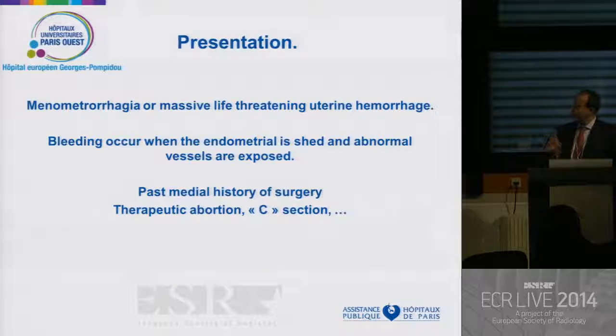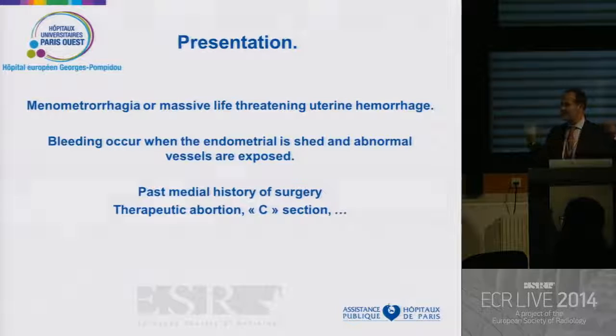The presentation is mostly menometrorrhagia or, sometimes, massive life-threatening hemorrhage. The bleeding occurs when the endometrium is very thin and abnormal, and the vessels are exposed to the cavity, and just a very slight trauma may open this vessel and the bleeding starts. Usually there is a past medical history of C-section, uterine surgery, a therapeutic abortion, or whatever.